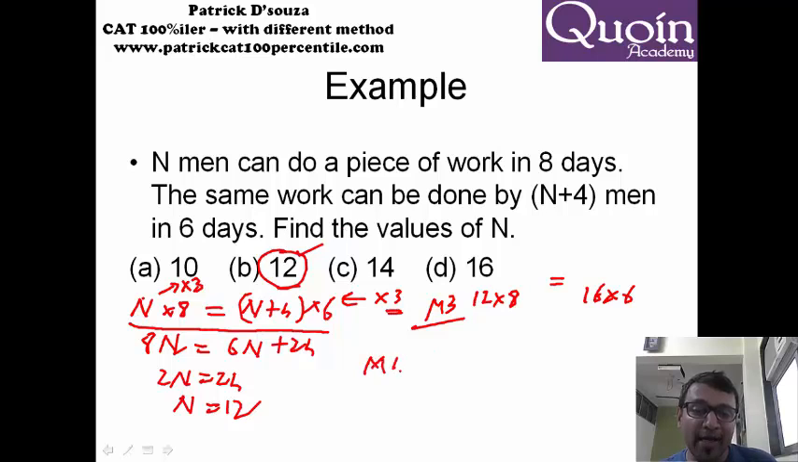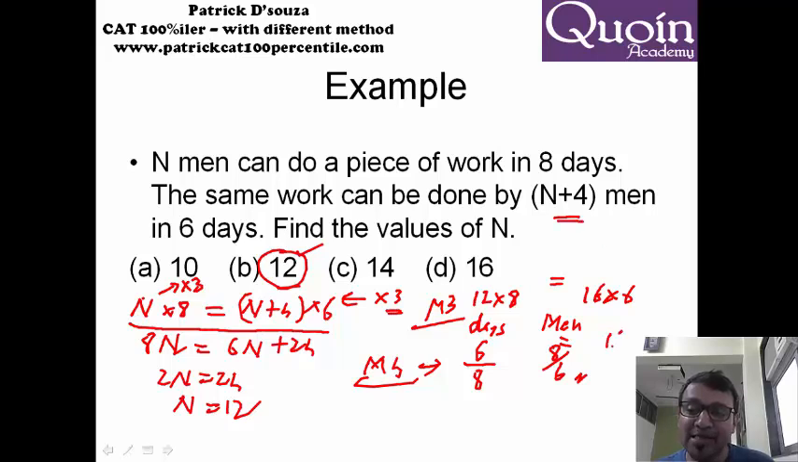Let's say method 4, I take ratios. So what are ratios? Here I am saying the ratio of number of days is 6 is to 8. I mean, initially there were 8 days, now there are 6 days. The ratio of number of men is inversely proportional to days. So men will be 8 upon 6. Remember, the more the days, the fewer the men. So men are inversely proportional to days. So initially there were 6 men, now there are 8 men. But I know the difference in men is 4. So that means the number of men should be 16 and 12 to make a difference of 4. So I know there were initially 12 men.